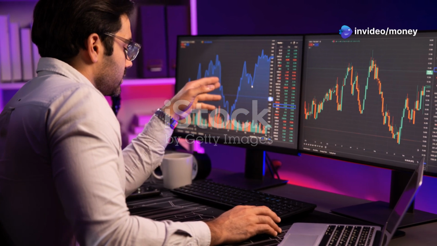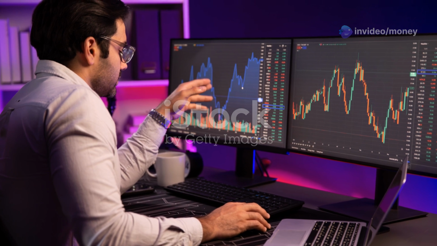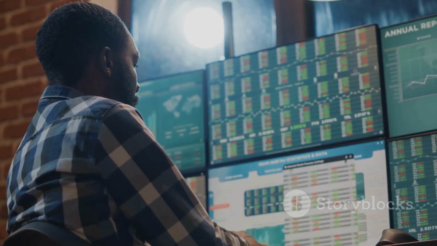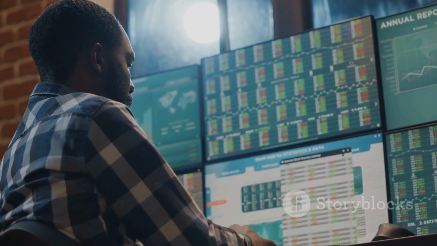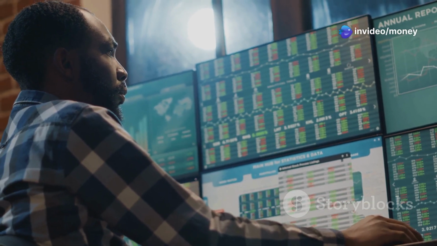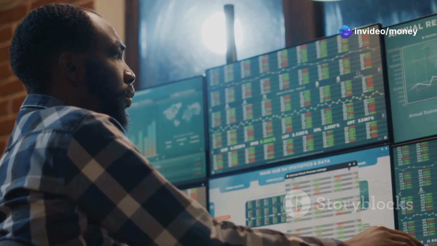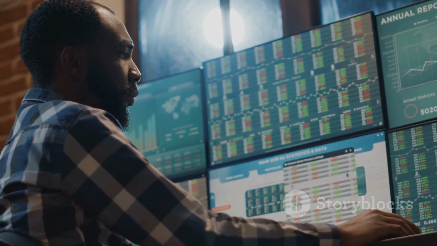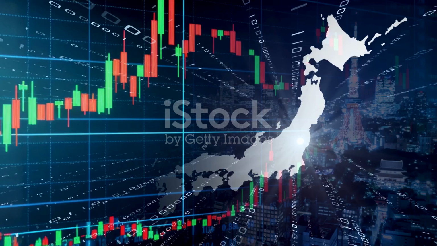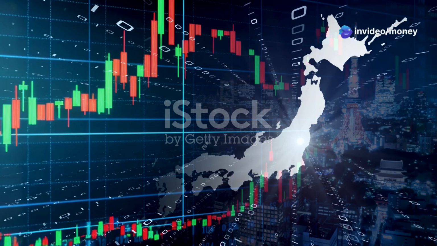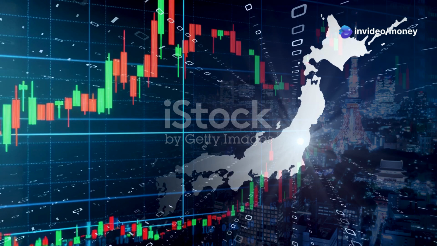Alright, let's dive into a more advanced indicator, but trust me, it's well worth the effort, the Ichimoku cloud. Now this one might look a little intimidating at first glance with all its lines and shading, but once you understand its components, it can be an incredibly powerful tool for identifying trends, support and resistance levels, and potential trading opportunities.